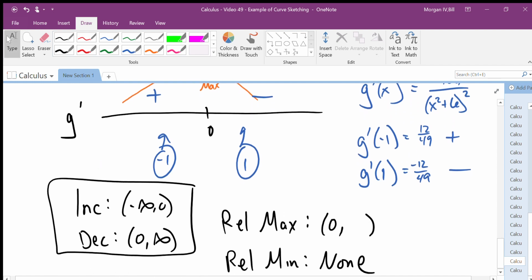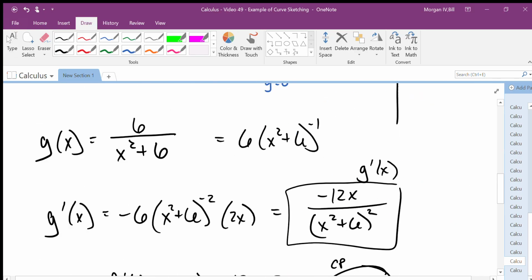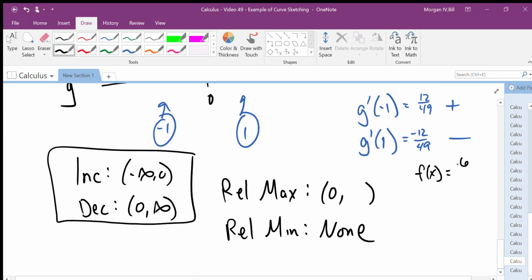So in order to find the y value for our relative max, remember that that is plugging it back into the original function. Our original function here is 6 over x squared plus 6. F of x is 6 over x squared plus 6. We've already plugged in 0 once. That was the y-intercept. We got 1 as an answer. We get a relative max at 0, 1 at the y-intercept, and a relative min, none.